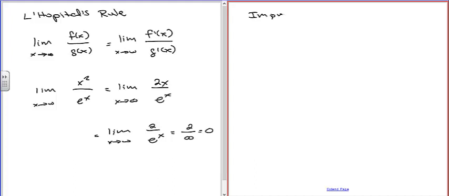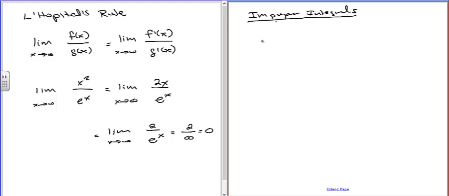Then you have improper integrals. These are important by themselves, but they're important because a lot of times the integrals that you use the integral test for are improper integrals, because if you have an infinite series, the limit is going to be infinity.